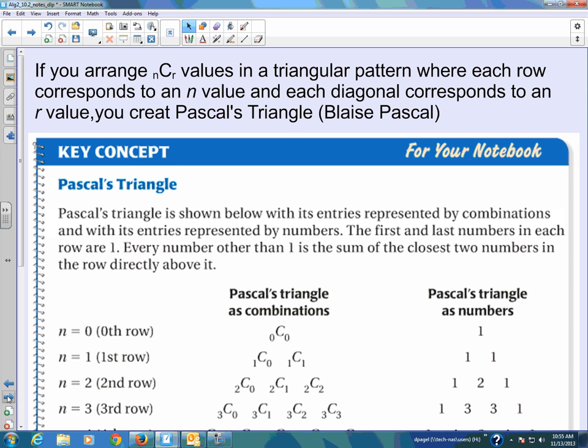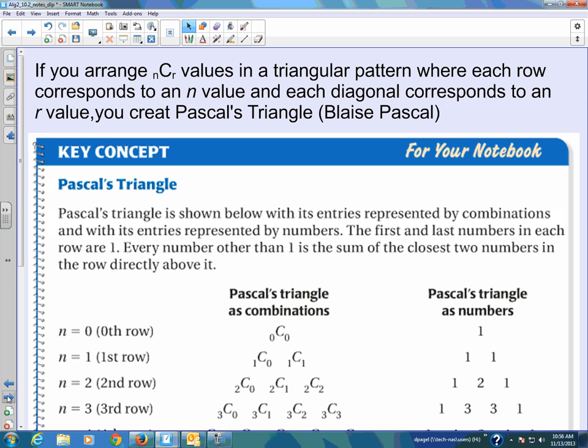All right, and then we get into the different component here, using combinations. This is what we call Pascal's Triangle. Blaise Pascal here, a scientist that helped us come up with a bunch of cool things, not just in the mathematics world, but also in the science world. So if we arrange our combination values in a triangular pattern, each row represents some combination value.